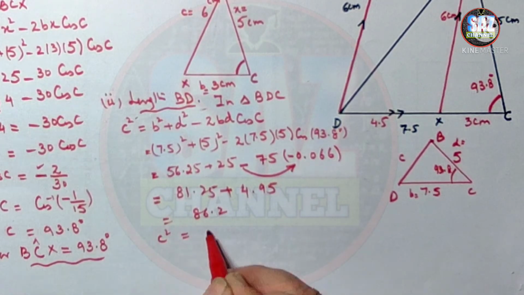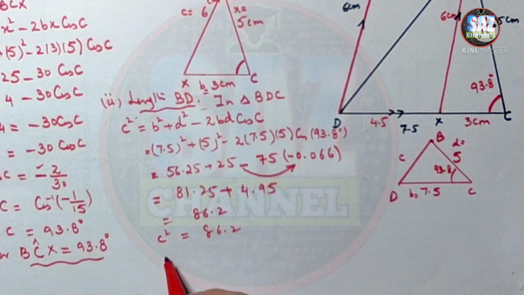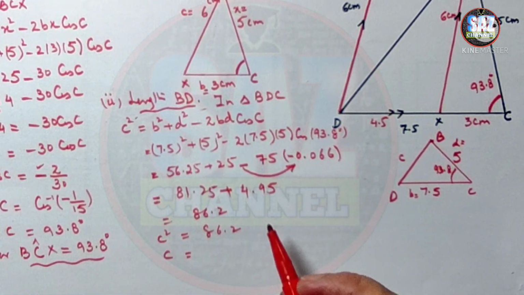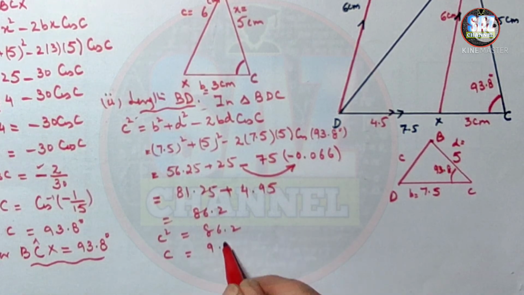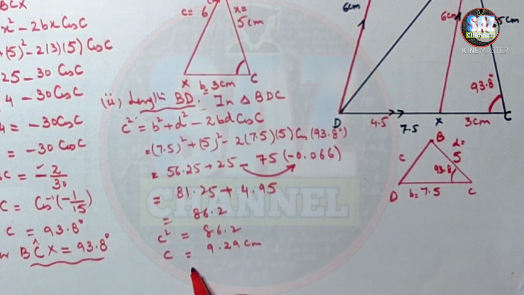c square equals 86.2, but we need the value of c, so I have to take the square root of that, and that will become 9.29 centimeter. So c, which is actually BD, equals 9.29 centimeter.